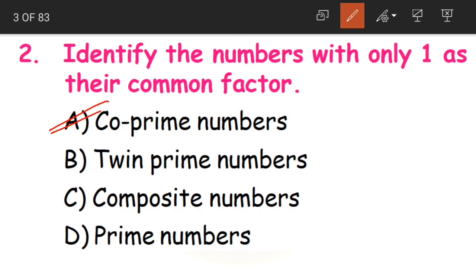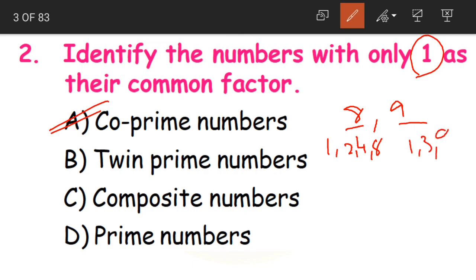Just now we discussed that when we have two numbers, say 8 and 9, they need not be prime numbers, but their common factor is only 1. Here the factors of 8 are 1, 2, 4 and 8. The factors of 9 are 1, 3 and 9. Now what are the common factors between 8 and 9, children? Only 1. So that makes 8 and 9 co-prime numbers.